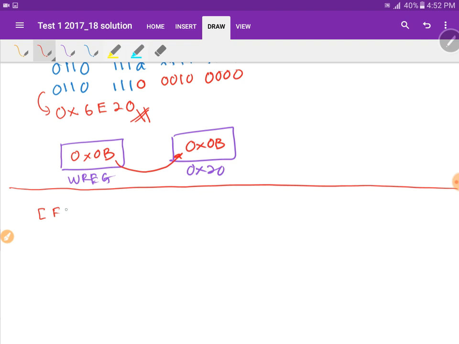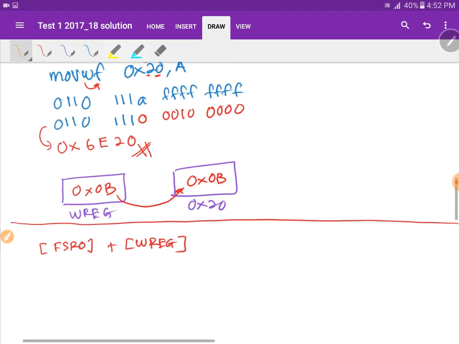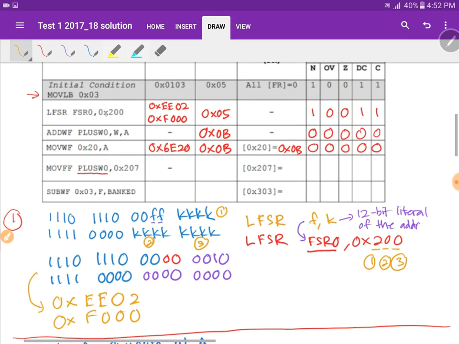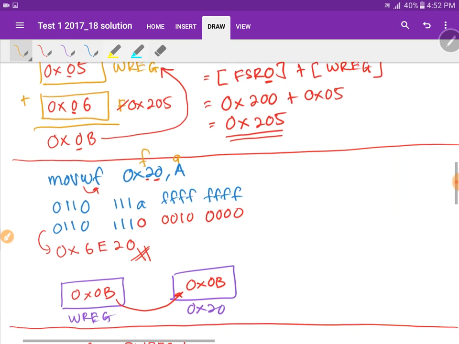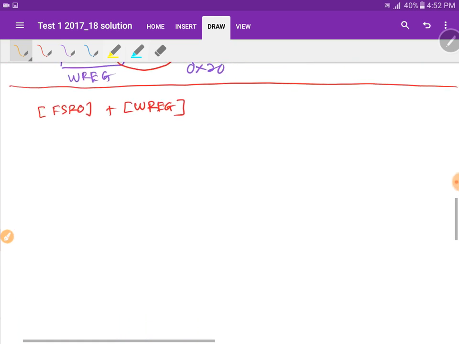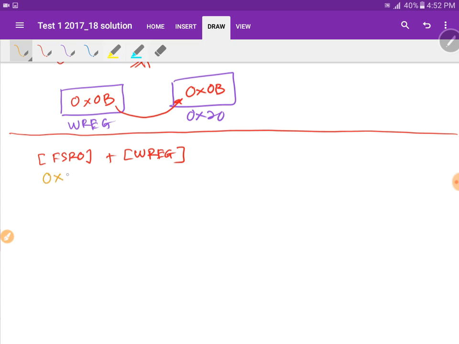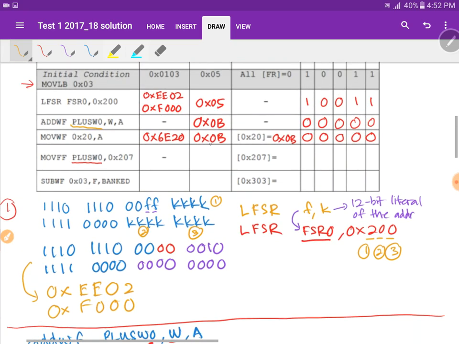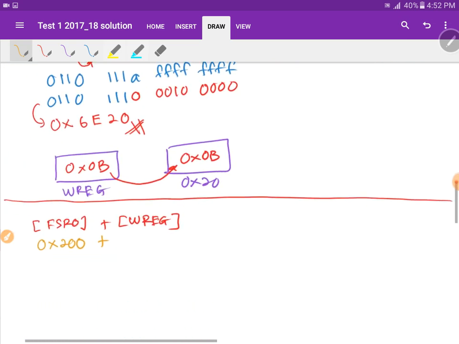So what is the content of FSR0 plus the content of working register? So what is the content of FSR? It has not changed. It is still hex 200. We have not changed it. Remember the previous plus W0 here doesn't change the value of FSR0. So which means FSR0 still remains at hex 200 plus working register. Now the content of working register has changed, so the value now is 0B. So it will be hex 0B. So the new address which is being pointed to is 20B.